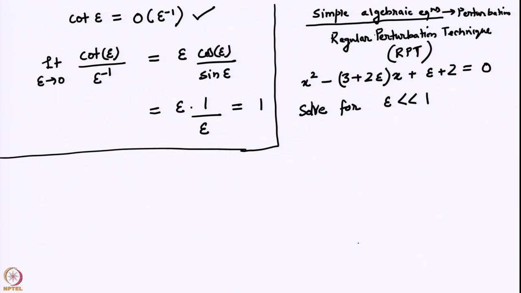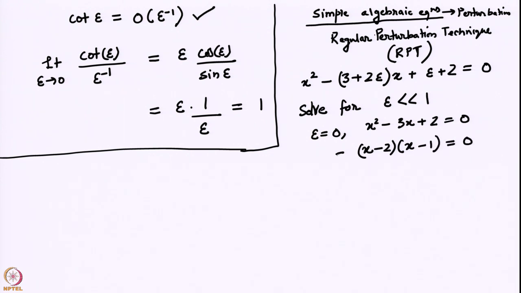So recall what I said, the first step is non-dimensionalization, that step usually brings in an epsilon. That step is already done here. So you already have epsilon in your equations. So let us not worry about non-dimensionalization right now. The next thing is to check whether at epsilon equal to 0, your problem is something which can be solved easily. So if I set epsilon equal to 0 here, then this becomes x square minus 3x plus 2 is equal to 0. This can be factorized easily into this.